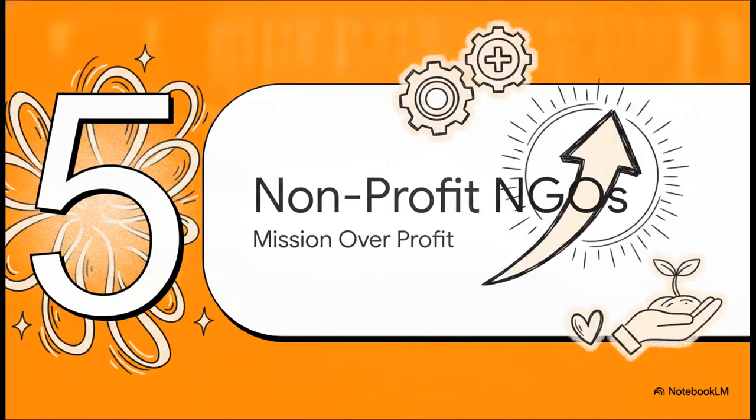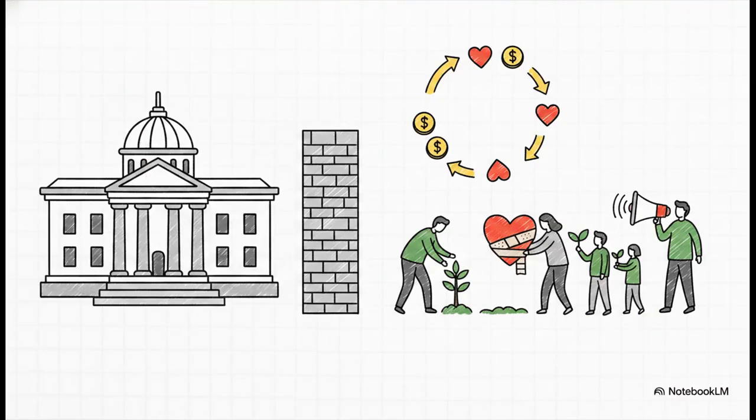And finally, Section 5, nonprofit organizations, or NGOs. We've reached the end of our taxonomy arc, looking at entities that completely strip away the profit motive to focus purely on a mission. Non-governmental organizations, or NGOs, operate independently from governments. Think of huge groups like the Red Cross. Now, while they might receive some government grants here and there, they are fundamentally separate entities.